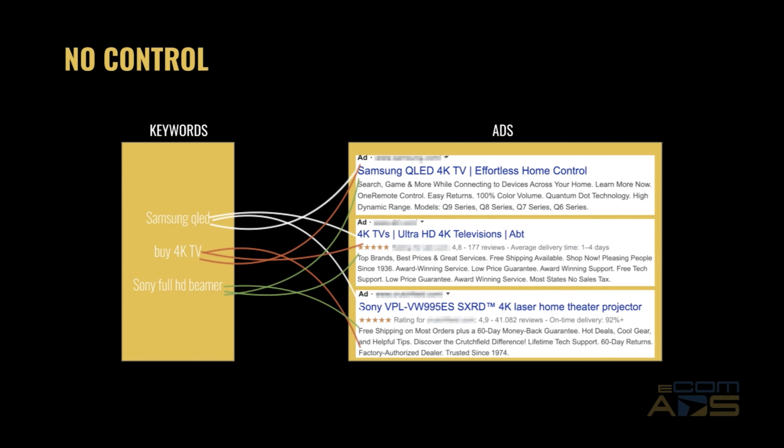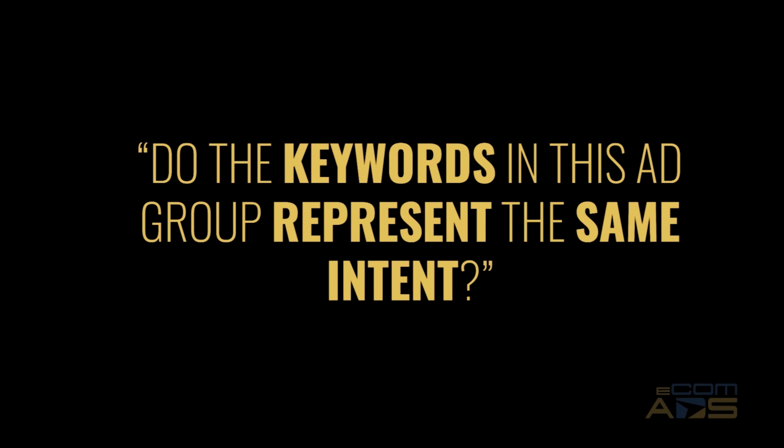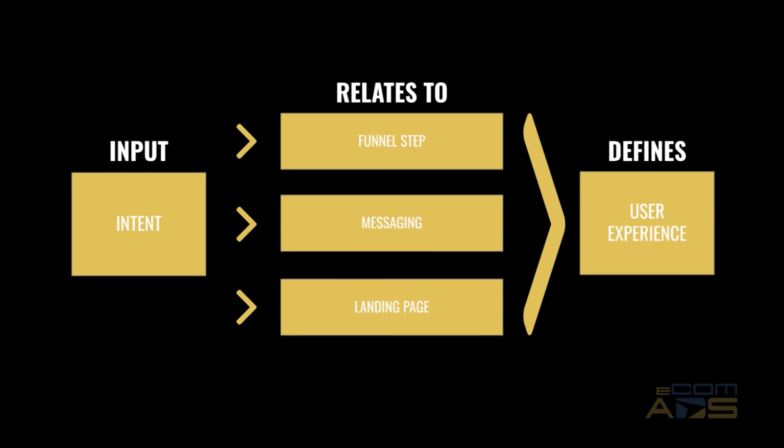Ads on the right side. It doesn't matter if you have 1 ad, 2 ads, or 4 or 5 ads. Google rotates these ads per ad group in the backend, so you have no control over which ad shows up. So this question is very important to keep asking yourself: do the keywords in this ad group represent the same intent? Because you have to imagine that intent, which is on the input level, relates to the funnel step. Some people are still in the research phase. Some people are in the buying phase.